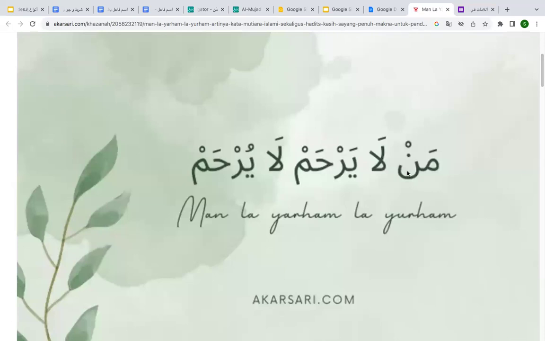Okay. Do you see man making two af'al majzoom, right? So this is what it does at the level of a fail. Okay. La yarham, what is the status of this? I will, the status of this sentence, considering what is man, what should be the status of this la yarham? What do you think?